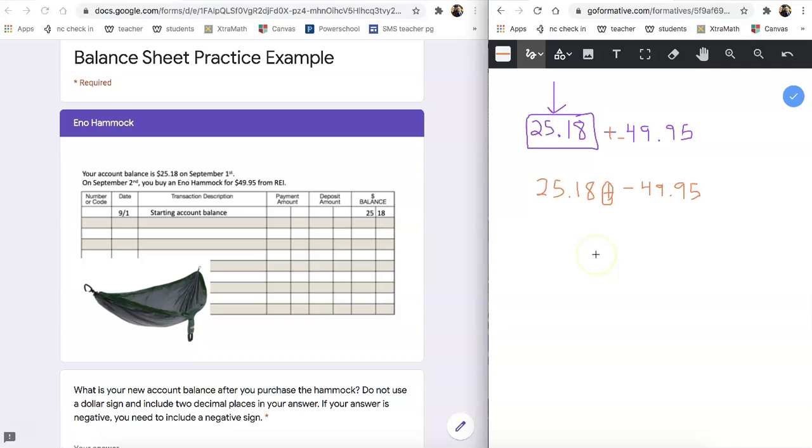Now, when you're subtracting, you need to put the one that is larger in terms of absolute value. The absolute value of negative $49.95 is $49.95. Remember, absolute value is distance from zero, and since distance from zero is positive, it makes the number positive. So now that this number is positive, you can compare it to this number, and the $49.95 is actually larger. So we put $49.95 at the top, and then we subtract the $25.18, so we can find the difference between these two numbers.